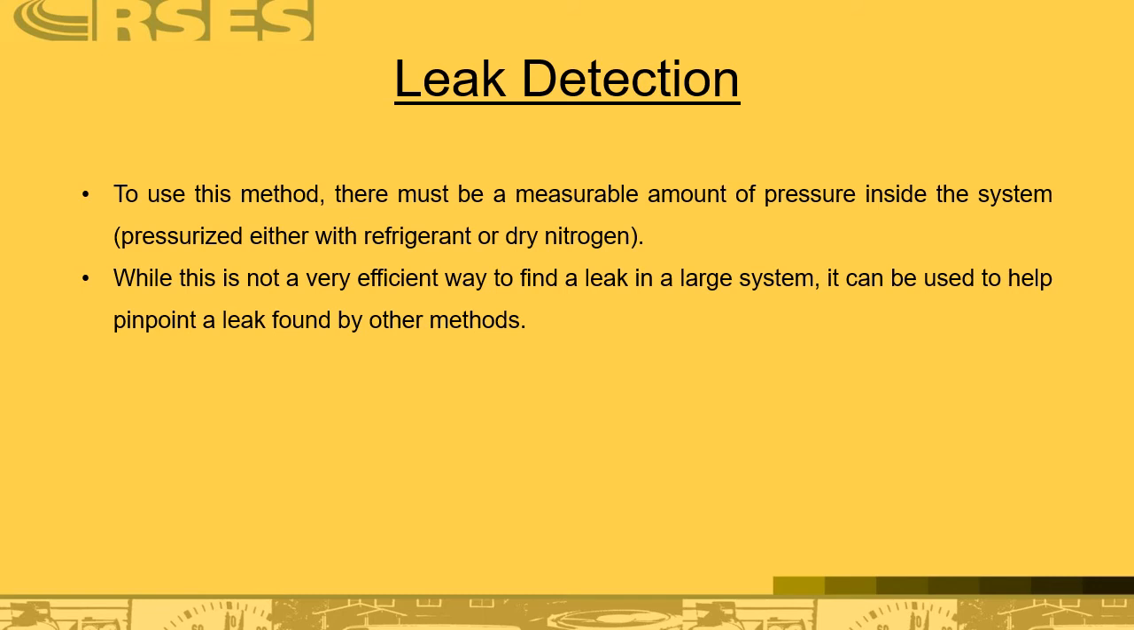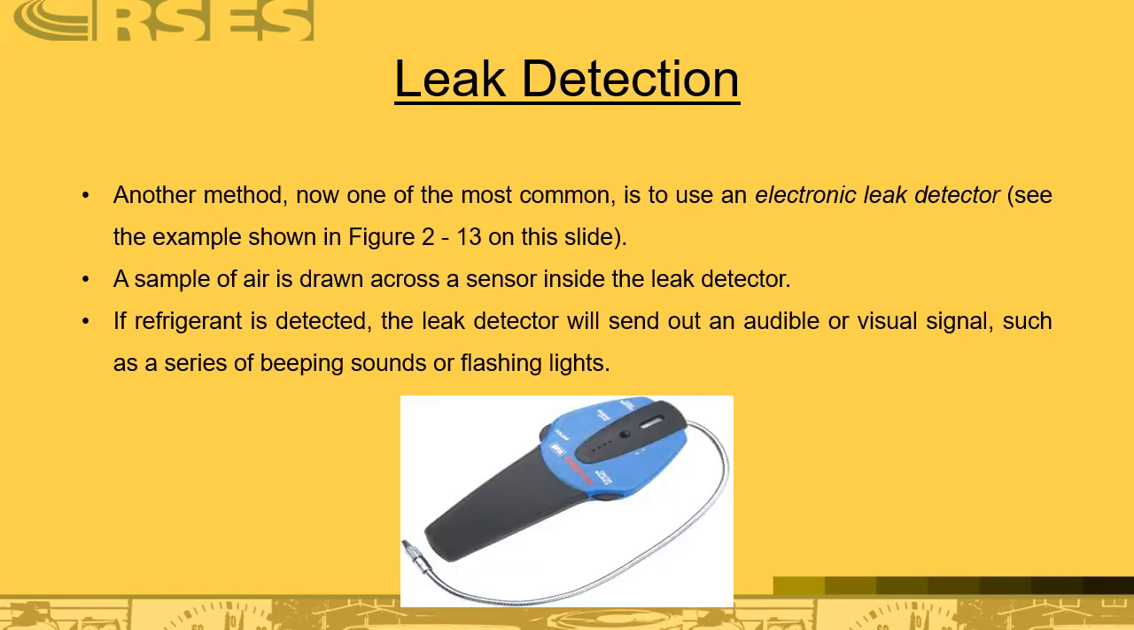To use this method, there must be a measurable amount of pressure inside the system, either pressurized with refrigerant or dry nitrogen. While this is not an efficient way to find a leak in a large system, it can be used to help pinpoint a leak that is found by other methods. Typically, that's what I do in my practice. I will utilize an electronic leak detector first, and then I will follow up with soap bubbles.